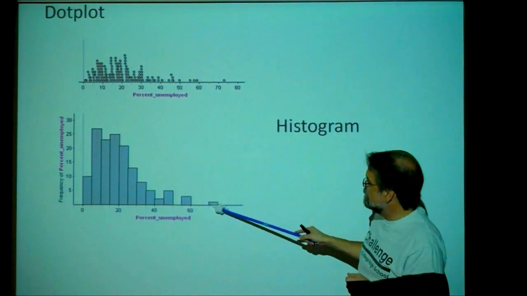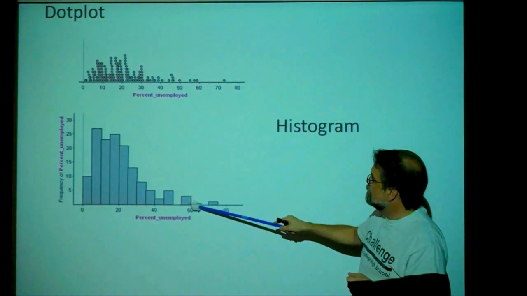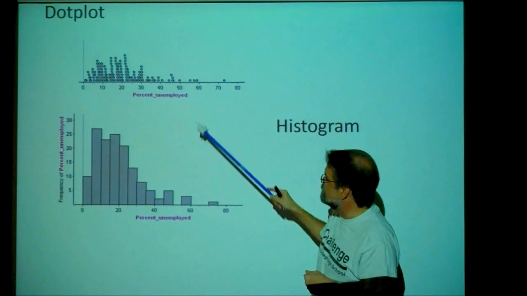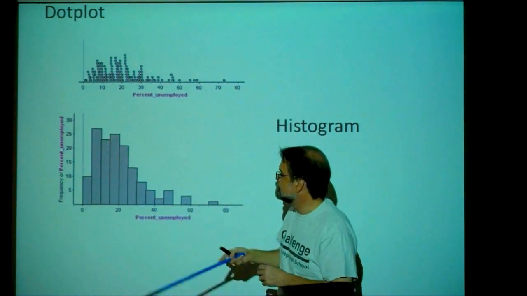This is the dot plot and the histogram of the youth unemployment rates of the countries. And again, you can see this one right here corresponds to this dot right here. That's our outlier. This right here corresponds to these three dots there. And now you can easily see, yeah, this is really skewed to the right here.